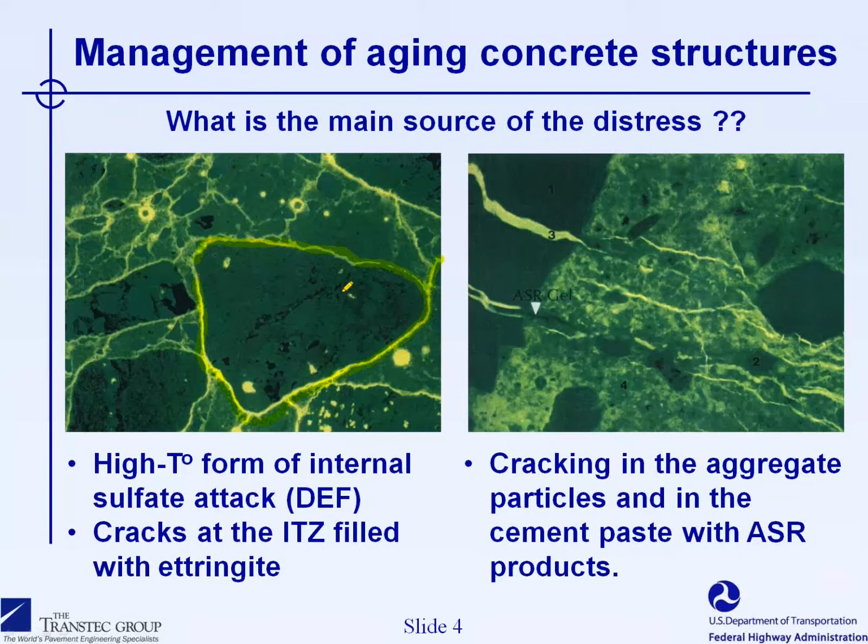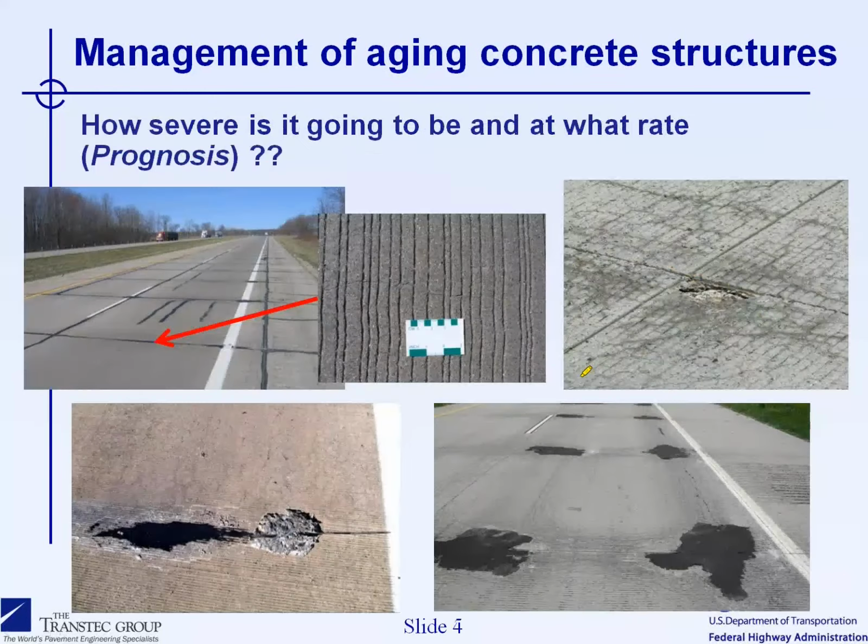And there have also been, at the same time, obvious signs of ASR present in the concrete ties. ASR gel was found in the aggregate particle as well as in the cement paste, indicating that both mechanisms were present in the concrete. So what was the exact cause of the first mechanism that started the process was a debate among experts, and as I said, it's not always easy to determine which is the main cause of the problem.